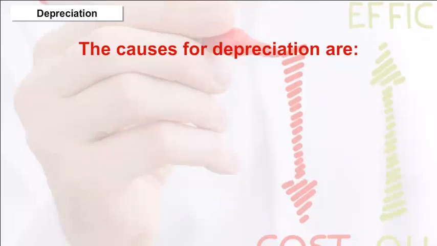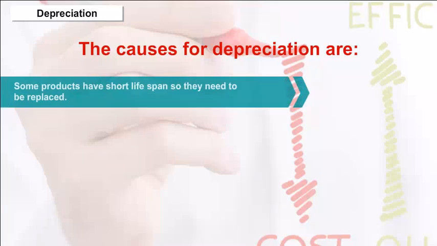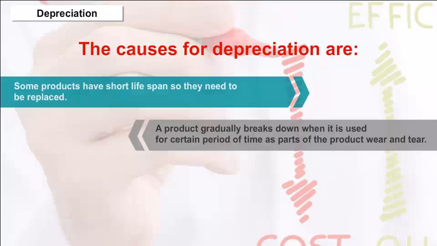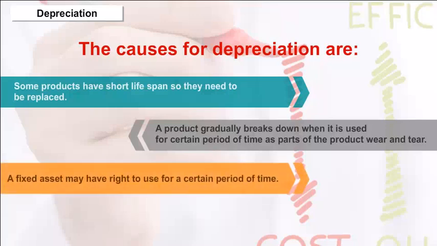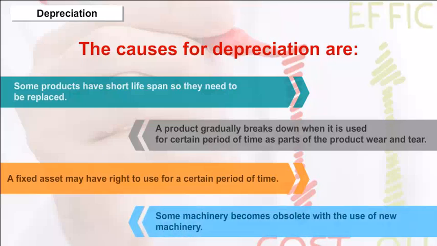The causes for depreciation are: some products have short lifespan, so they need to be replaced. A product gradually breaks down when it is used for a certain period of time as parts of the product wear and tear. A fixed asset may have right to use for a certain period of time. Some machinery becomes obsolete with the use of new machinery.